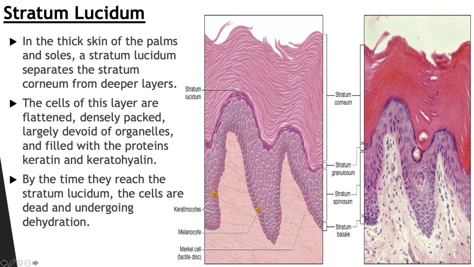Moving on, we go to the stratum lucidum. It's the thick skin of the palms and the soles that have a stratum lucidum. In the other areas, it's not technically there. And this separates the stratum corneum from the deeper layers beneath it. And the cells of this layer are flattened and densely packed, large. They lack organelles, and they're filled with proteins called keratin.